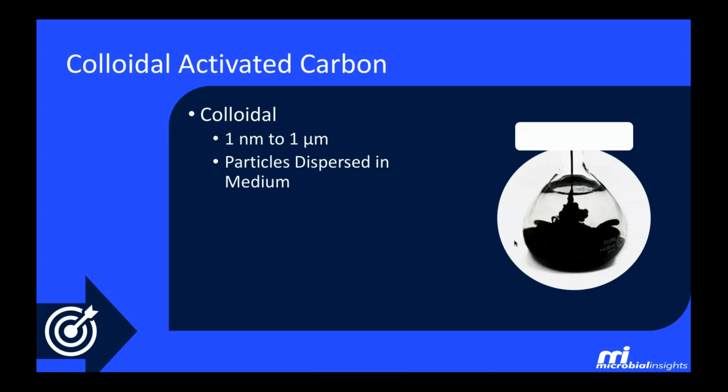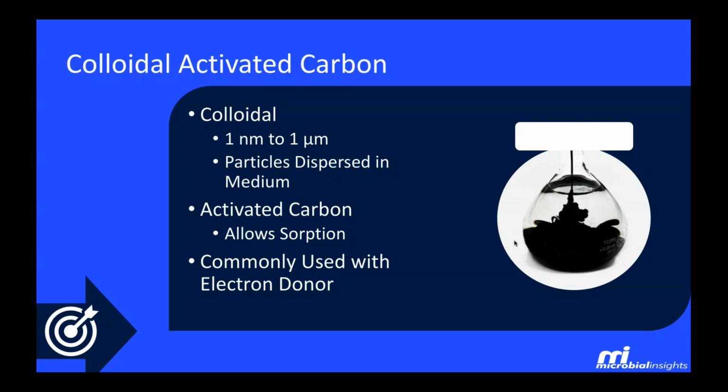So just to make sure everyone's on the same page, I'll start with a brief introduction about colloidal activated carbon. The colloidal in colloidal activated carbon is referring to the size, in that this activated carbon is very small, between 1 nanometer to 1 micrometer in size. These particles are distributed and dispersed throughout some type of medium, and the activated carbon allows for absorption of contaminants to these colloids. So in remediation practice, it's common to use this in conjunction with an electron donor at a chlorinated site or an electron acceptor at a petroleum hydrocarbon site.